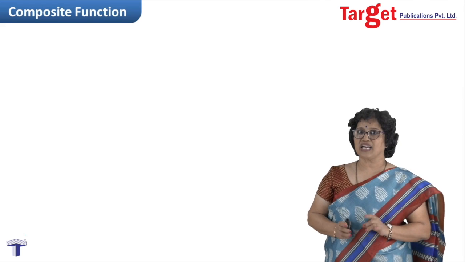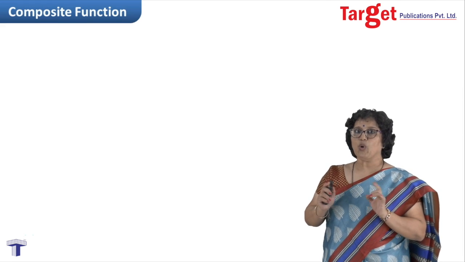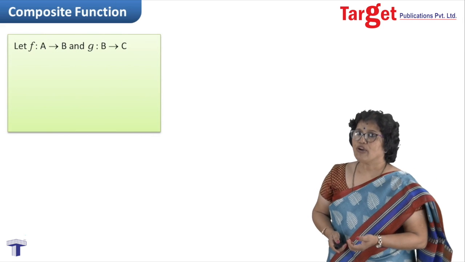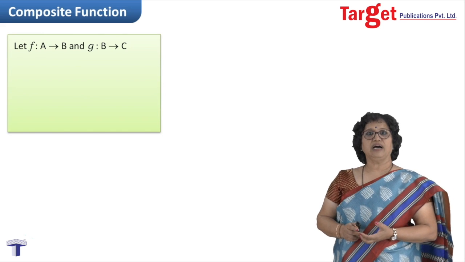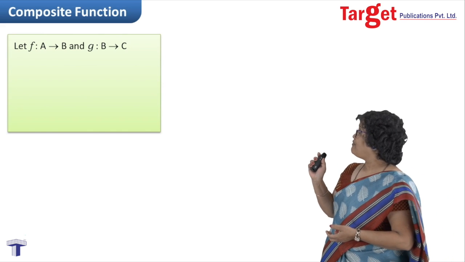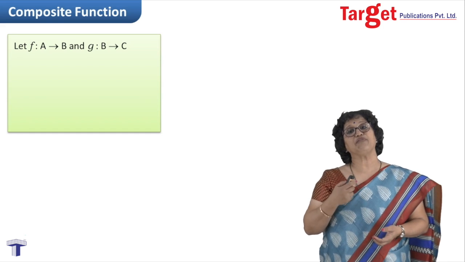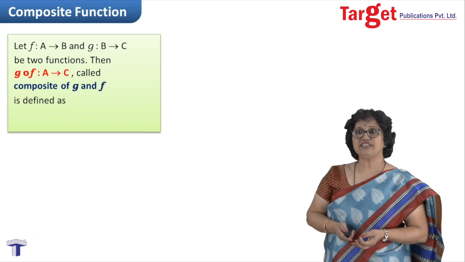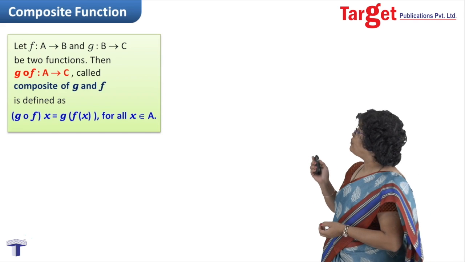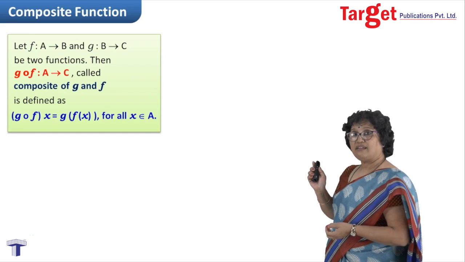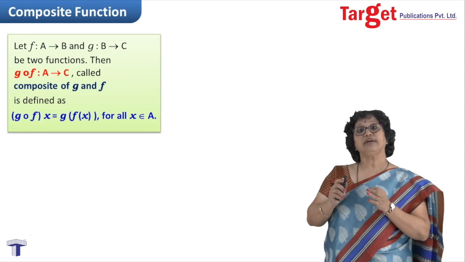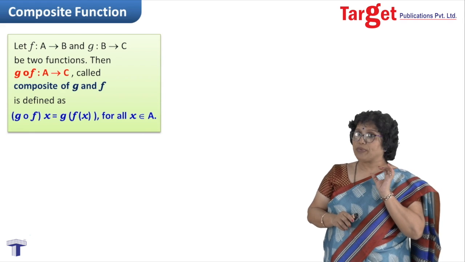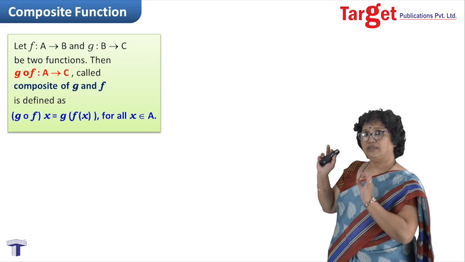As the name suggests, composite means two or more things are brought together. So if two functions f and g are given to me, f is defined from A to B, g is defined from B to C, then their composite gof is defined as gof on x gives me g of f(x). Meaning I will apply g on f(x). I hope everybody understood the meaning.